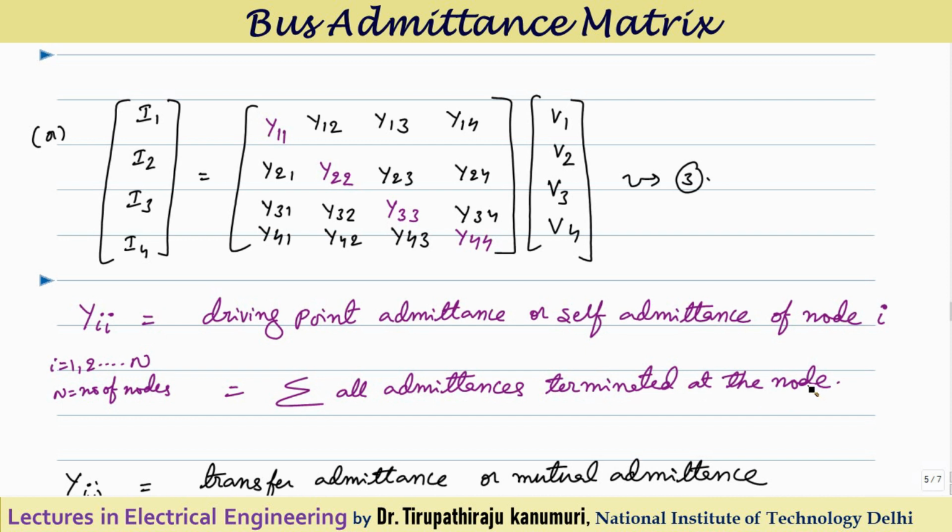So whichever admittances are connected to that node, either between two nodes or between that node and the ground, whatever is there, whichever admittances are connected to that node, take the algebraic sum. So that will give rise to Yii. That is a summary we have seen here.